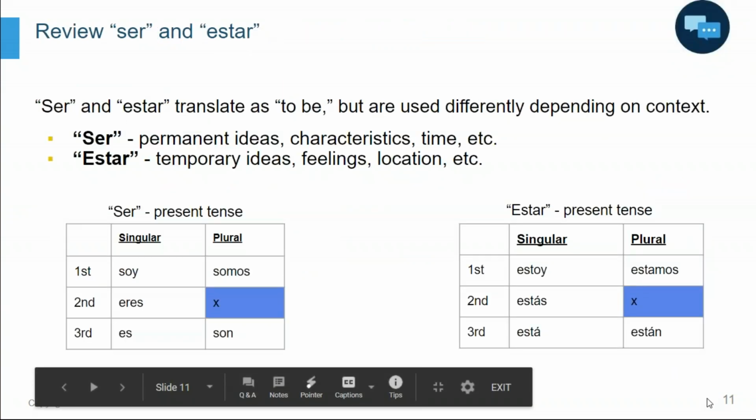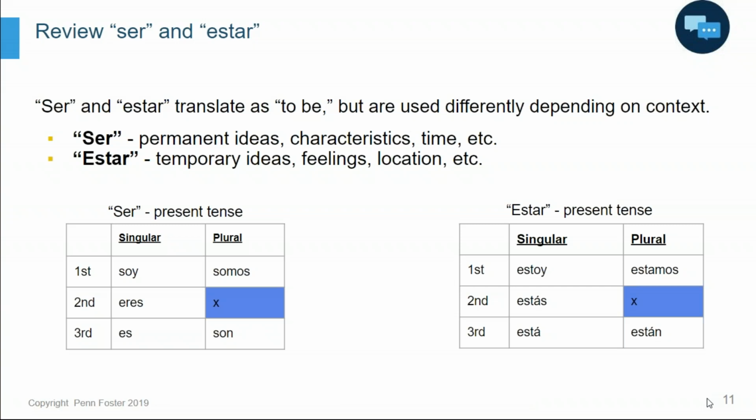As we continue, quick review of the verbs ser and estar. Okay, they both mean to be, but they are used differently depending on the context. Ser is a little bit more permanent, deals with things like characteristics or telling time. Estar, a little bit more temporary, deals with ideas, feelings, location, etc.